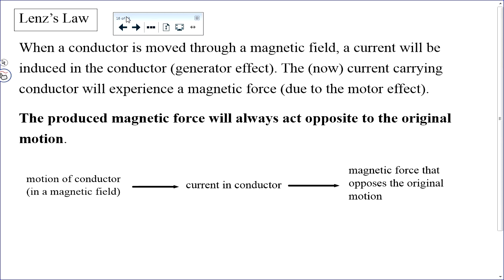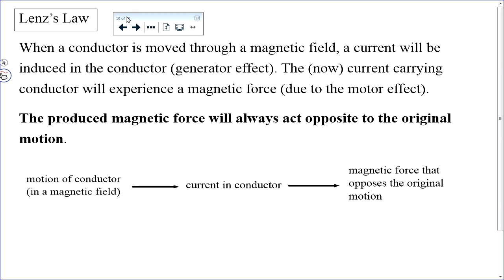And Lenz's law says, and I'm going to explain this in a number of ways, that the produced magnetic force at the end of this series of events will always oppose the original motion. So if I try to move the conductor to the right through a magnetic field, I will feel something pushing back.